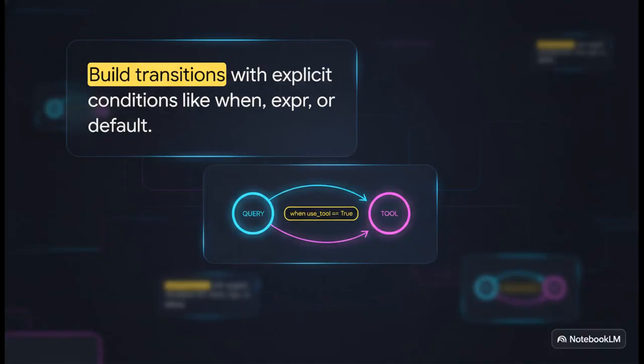When you're using the application builder, you define these transitions with explicit conditions, things like when, expr, or default. By telling the app to, say, move from a query to a tool only when a useTool condition evaluates to true, you ensure there is absolutely zero hidden control flow messing with your agent's reasoning.